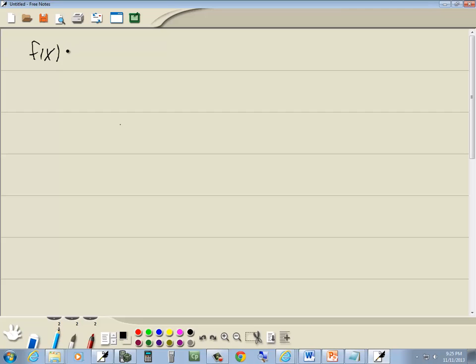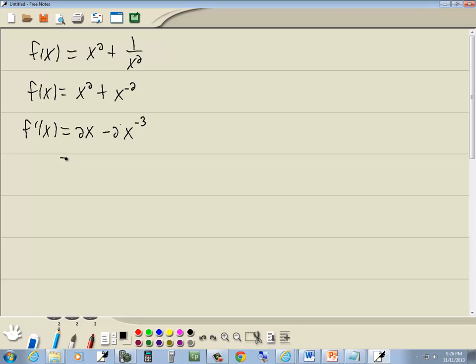So continuing on this problem, we got f of x is equal to x squared plus 1 over x squared. Well, I can take that x squared and move it up on top, and it becomes x to negative 2. Remember, when you move anything opposite where it's at in a fraction, the sign of the exponent changes. Now that'll make it easier to find the derivative. Derivative of x squared is 2x. Derivative of x to negative 2: we take our power, put it out in front, and then we lower it by 1. So that gives us 2x minus 2 over x to the third.